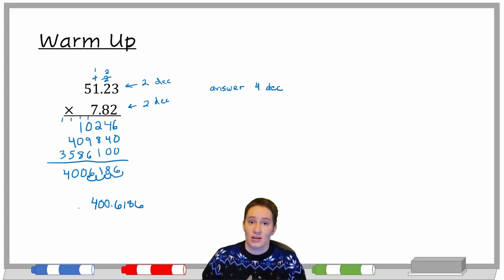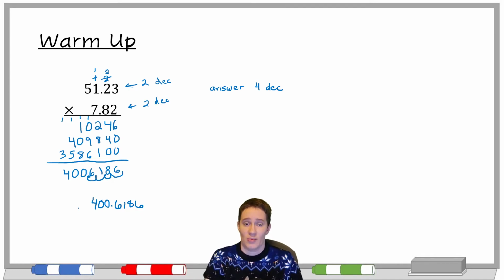This is 400.6186. So I said if we have zeros at the end, like on the right side, you can drop them, but that only is if they are after the decimal place and are at the far end. So we can't get rid of these 2 zeros in 400, in case that wasn't already obvious to you.